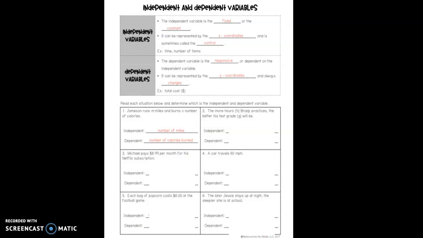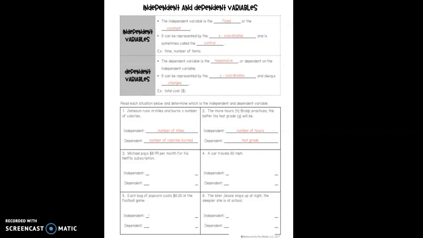Number 2. The more hours H Brandy practices, the better his test grade G will be. Well, the number of hours that he practices is based on what he decides to practice that day. The number of hours will not change. It stays the same. And then his test grade, however, will depend on how many hours he actually practices or studies. So the independent variable is the number of hours, and the dependent variable is the test grade.